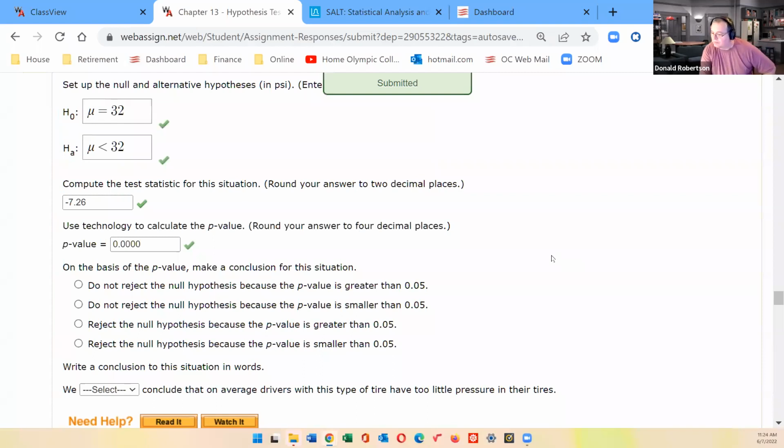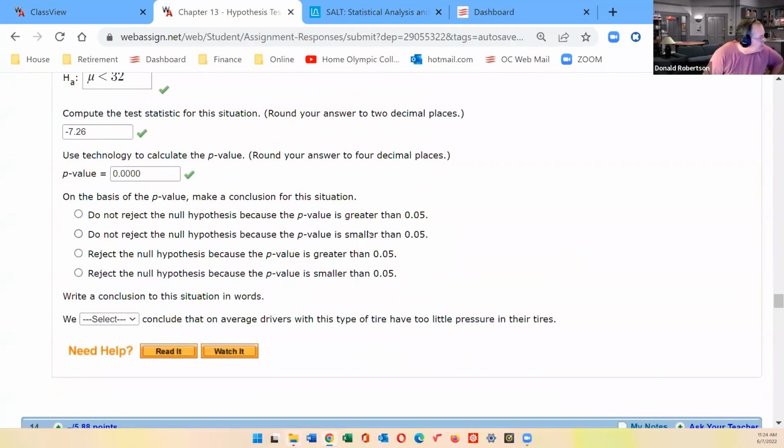We good? All fits. Now, on the basis of this p-value, would you agree that 0.0000 is less than 0.05? And when it's less than 0.05, you reject the null hypothesis, and you do it because its p-value is smaller. And in English, we can conclude that the average tire pressure is too little, right? It is less. And let's do a submit answer on that.